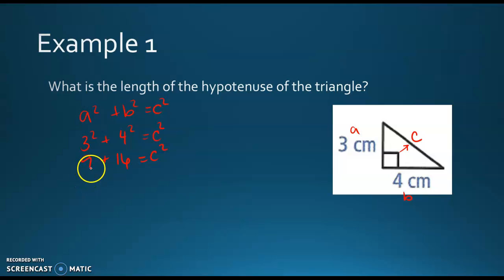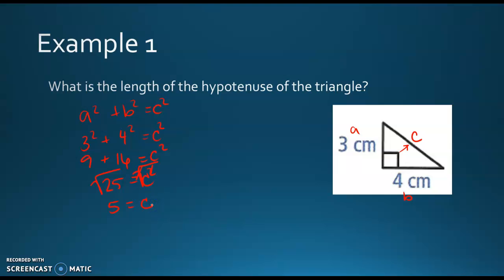And then we're going to add them together. So 9 plus 16 is 25. Now this is where we get with what we were working with before. I have c squared and I need to get c by itself. So my last step is that I'm going to square root. The square root of 25, well, 5 times 5 is 25. So our answer is 5.